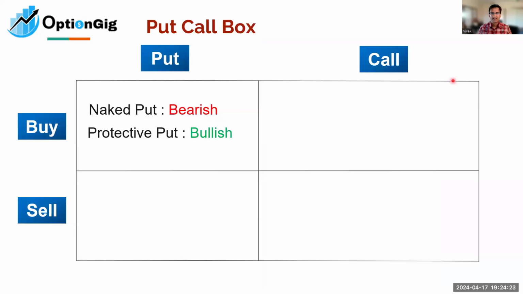So let's fill this box up. If you're a naked put, it means I don't hold Google stock, I bought a put on Google. The only reason I'll buy it is because I'm bearish. I want to express my bearish sentiment on Google. Protective put: if I own Google shares, which you may not know, and I buy a put, I'm still bullish about Google. I don't want Google to crash. It's an insurance that I'm buying. And if you buy insurance on your house, you don't want your house to burn down.